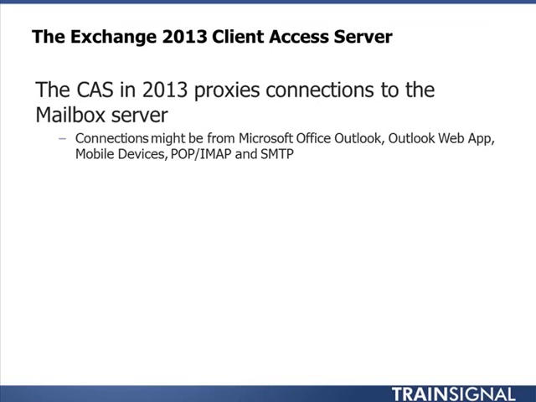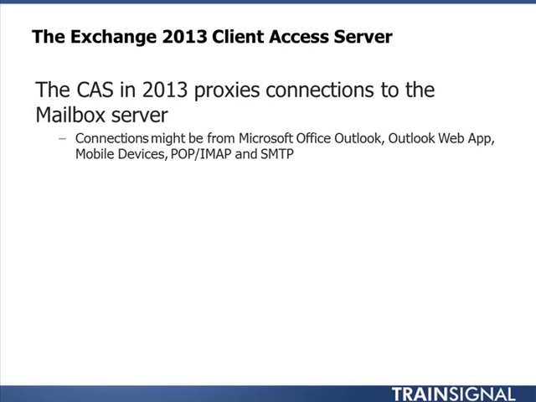So for starters, the client access in 2013 proxies connections to the mailbox server. Now those connections might be from Microsoft Office Outlook, Outlook Web App, which is the browser-based flavor of Outlook, mobile devices that have ActiveSync connectivity. So if you have an iPhone or an iPad or an Android device or a Windows phone, all of those mobile devices have ActiveSync connectivity. POP or IMAP connectivity and SMTP connectivity, depending on the type of the email application that you're using. So all of these connections go through the client access server in order to connect to the mailbox server.